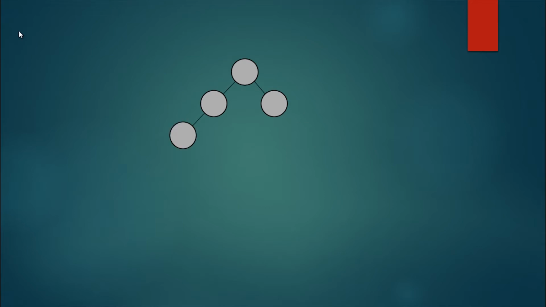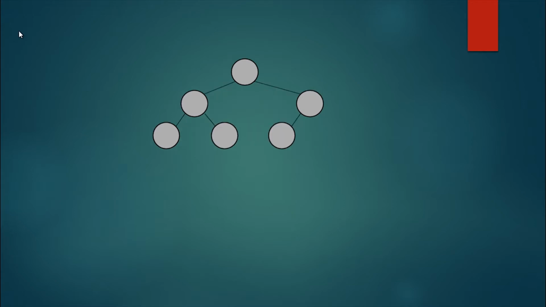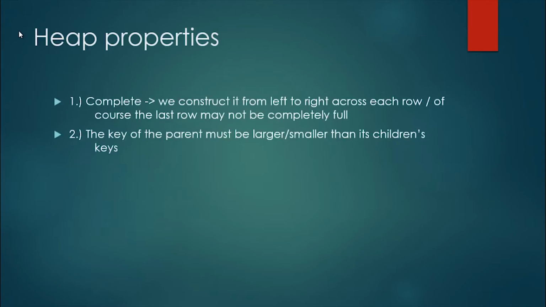Then we want to insert another one. We are not able to insert it to the rightmost element, because it violates the heap property. We have to fill each row sequentially. So the next item would be here, then the next one would be there, then the next one would be there. So we keep constructing our heap row by row sequentially from left to right. This is the first and most important heap property.